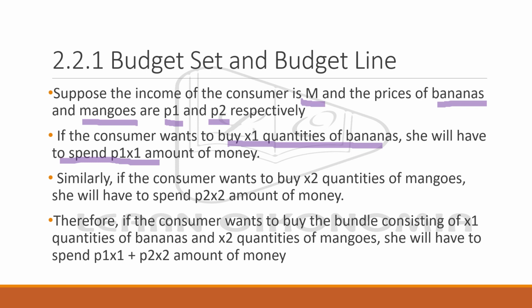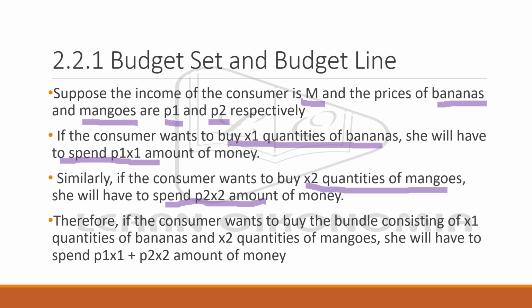And by proceeding with the same idea, you can say that if the consumer wants to buy X2 quantities of the second commodity, that is mangoes, then the person has to spend P2 X2. P2 stands for the price of X2, I mean the mangoes, and X2 stands for the quantity of the commodity. In the case of banana, the person is consuming X1, and in the case of mangoes, he is taking X2. So the price of X2 is P2 and the price of X1 is P1.